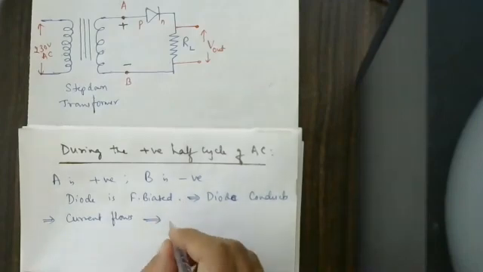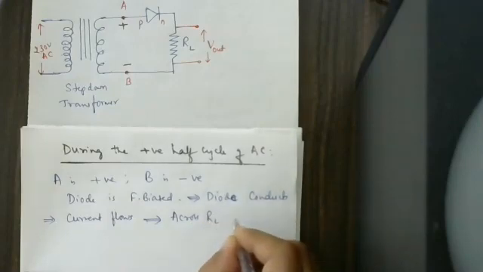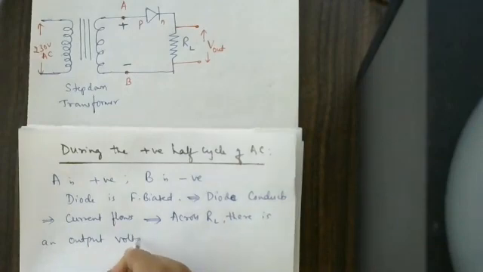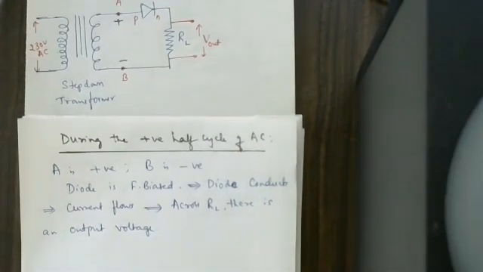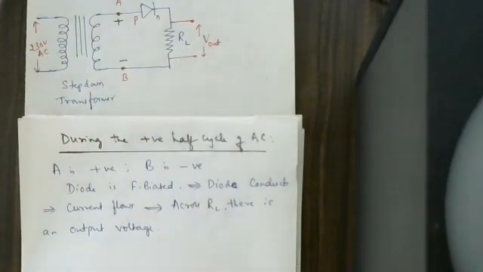So across RL, there is an output voltage. There is an output voltage across RL. Therefore, you are going to get a voltage here. That voltage, I am supposed to show it here.